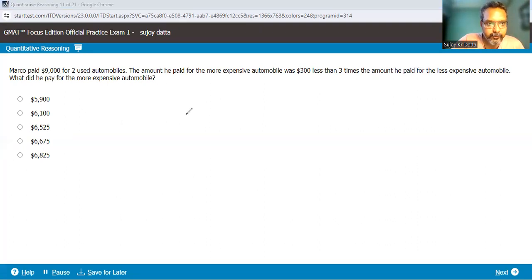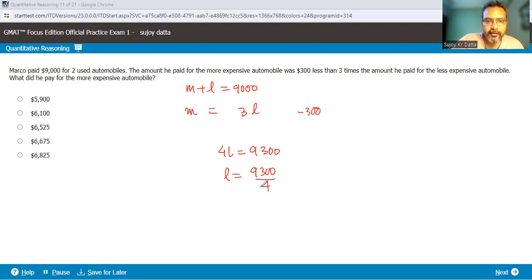Marco paid 9,000 for 2 used automobiles. The amount he paid for the more expensive was 300 less than 3 times the less expensive. This. And we know that M plus L is 9,000. So you just replace. So M is 3L minus 300, plus L. So 4L is 9,300. Okay. 4L, if I plug in, minus 300 goes that side. So L would be 9,300 divided by 4. That's the lower, least expensive. Okay.